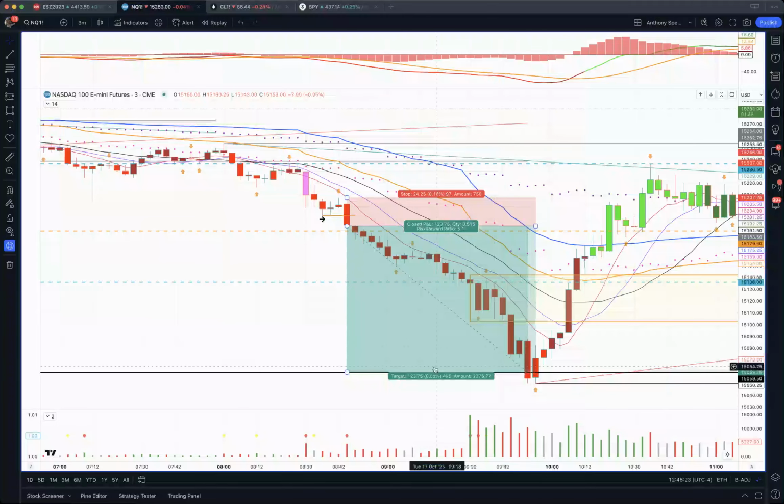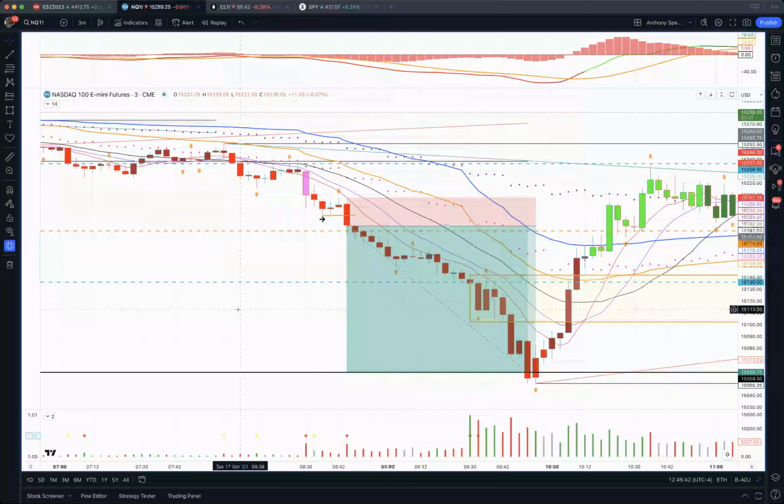Guys, 495 ticks times $5 a tick is $2,475. And a risk reward of 5.1 to 1. Little bit of risk, boatload of reward.